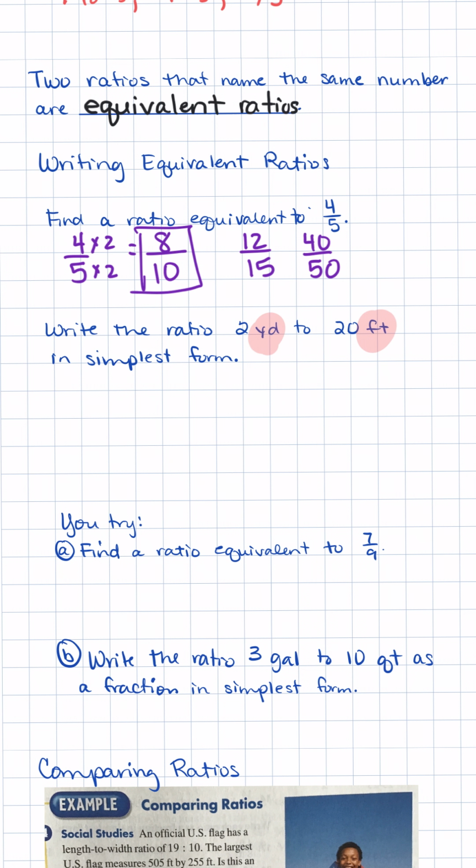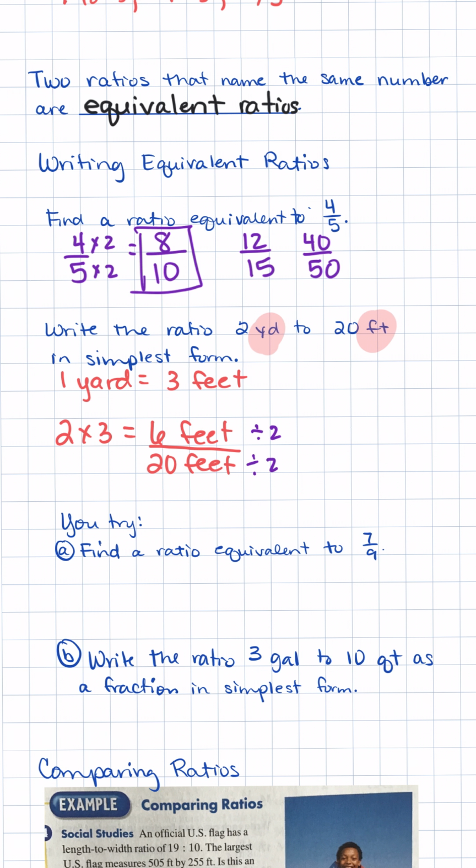So in this particular case, in 1 yard, that equals 3 feet. Okay, so in 2 yards, we're going to go 2 times 3 equals 6 feet. So that means 2 yards equals 6 feet. And if we did 6 feet over 20 feet, that's our ratio, but then it says in simplest form. So now we need to reduce. So we can divide each of these by 2.